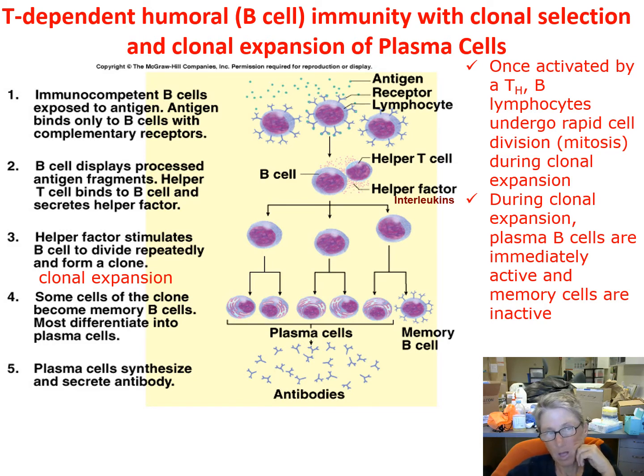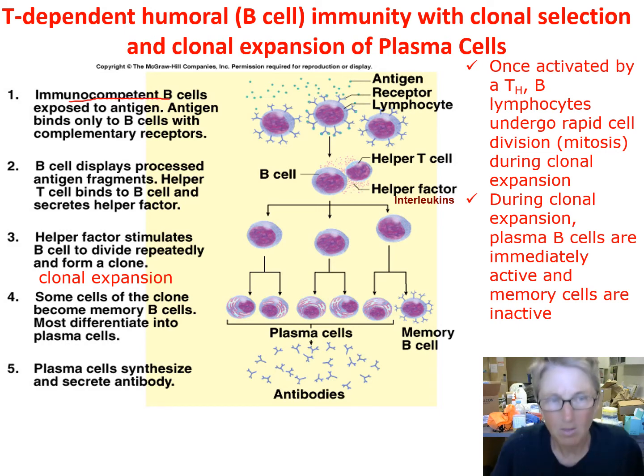Okay, so this slide's called T-dependent humoral or B cell immunity with clonal selection and clonal expansion of plasma cells. So we kind of looked at this cartoon before. This is a little bit more detail. It says immunocompetent B cells. That means that the B cells have matured in the red bone marrow and now they're in the lymph node and they are competent to do their job, which is to recognize antigen epitopes with their B cell receptors, their complementary B cell receptors.